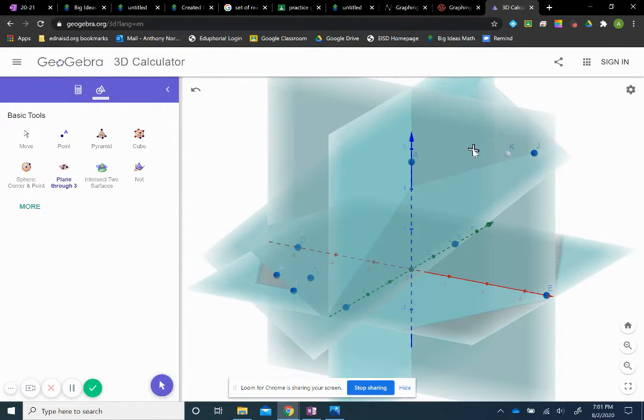Oh, I made a funky plane. Look at all those intersections. So these items are coplanar, while these are not.